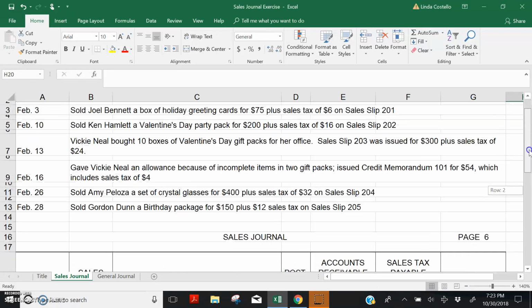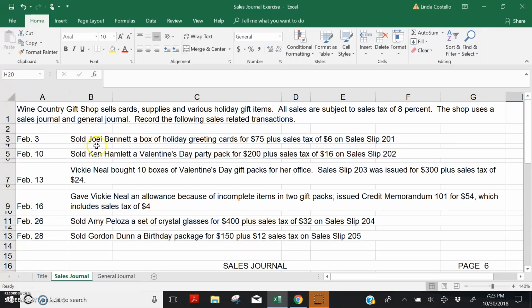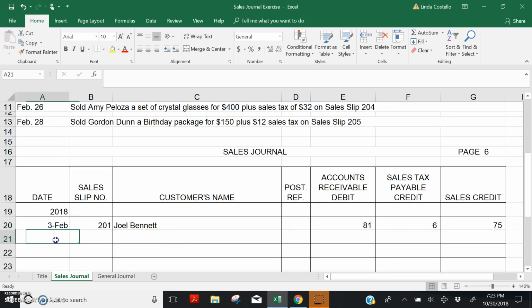On February 10th, we sold a Valentine's Day party pack to Ken Hamlet for $200 plus sales tax of $16 on sales slip number 202. Let's enter this transaction on the sales journal. Date, February 10th. Sales slip number 202. Customer name, Ken Hamlet. Debit accounts receivable, $216. Credit sales tax payable, $16. Credit sales, $200.